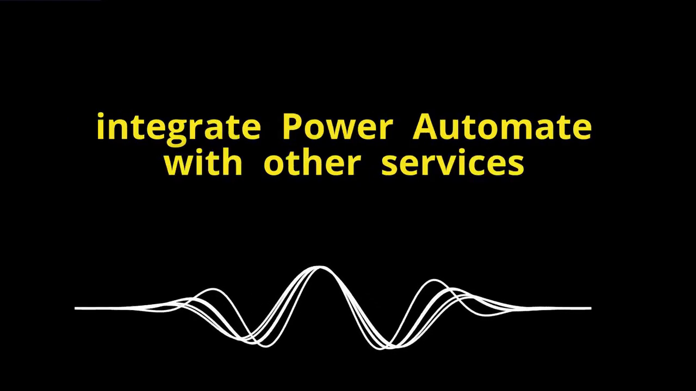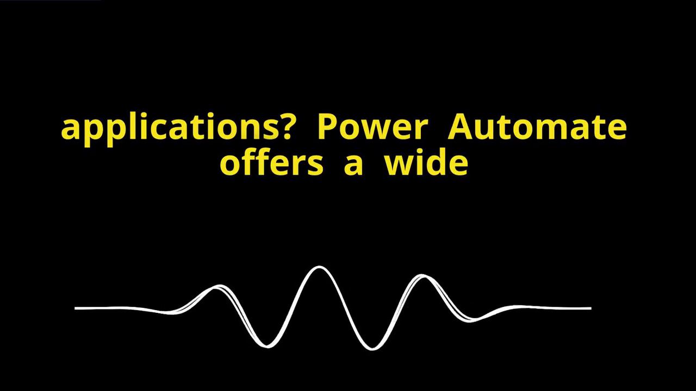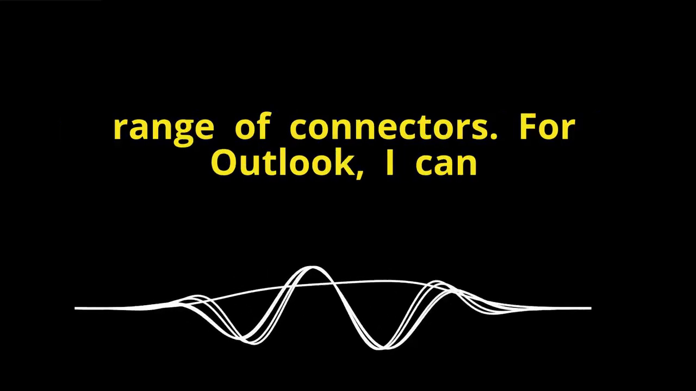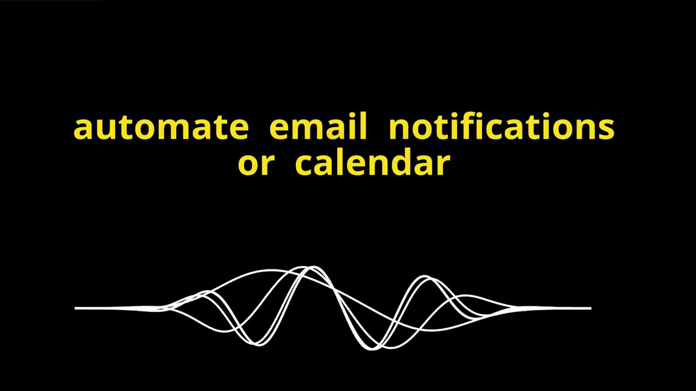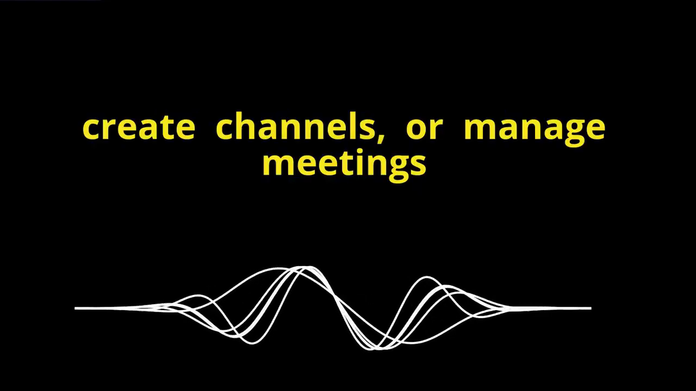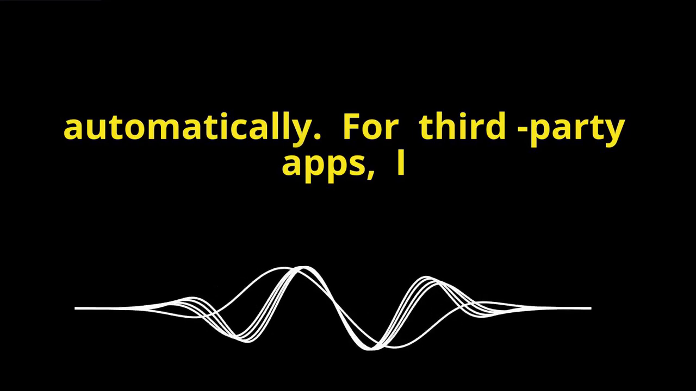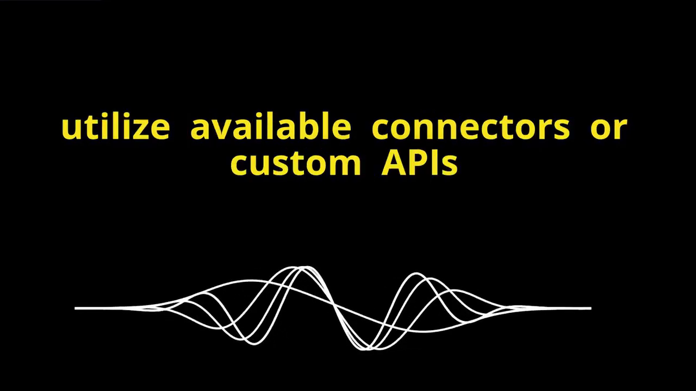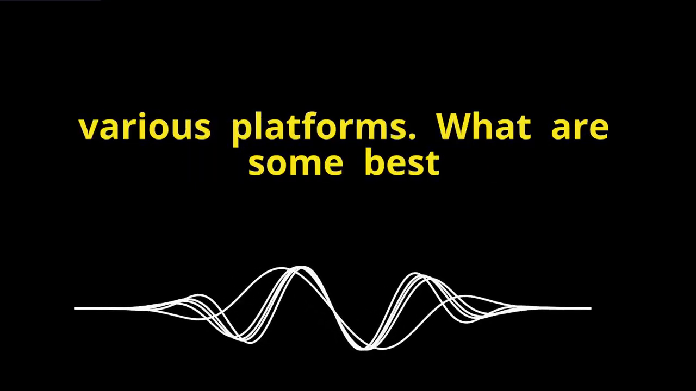How do you integrate Power Automate with other services like Outlook, Teams, or third-party applications? Power Automate offers a wide range of connectors. For Outlook, I can automate email notifications or calendar updates. For Teams, I can post messages, create channels, or manage meetings automatically. For third-party apps, I utilize available connectors or custom APIs to integrate and automate workflows across various platforms.